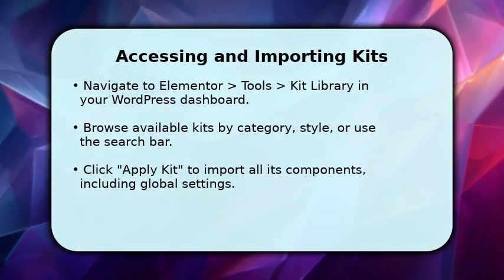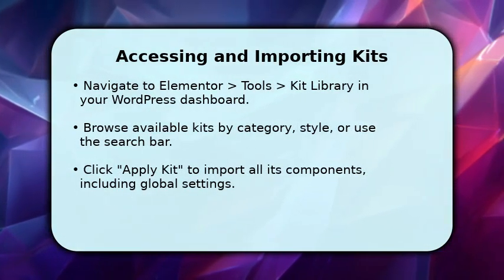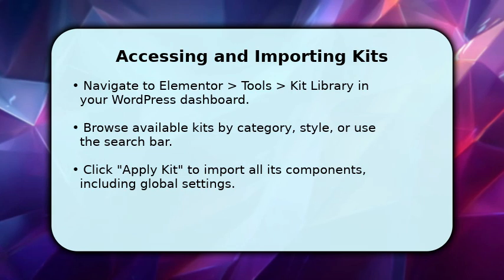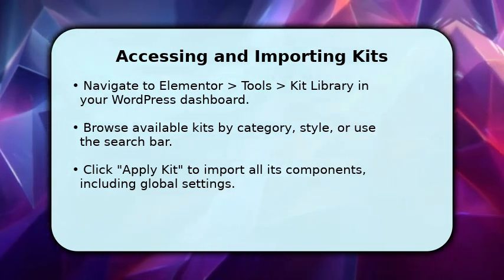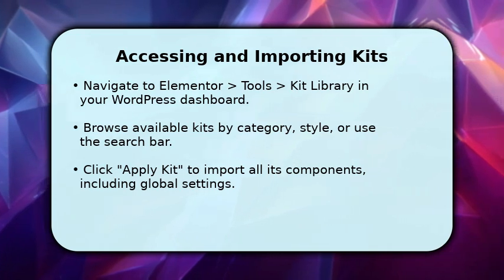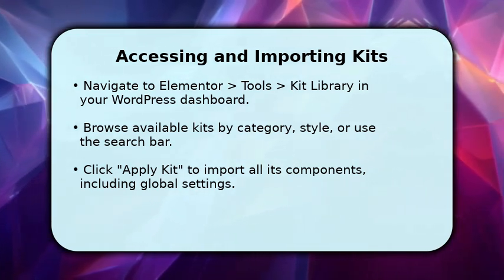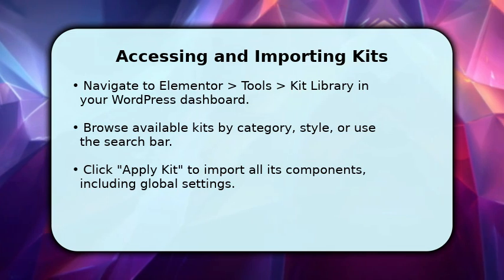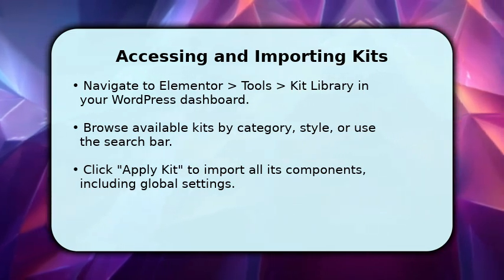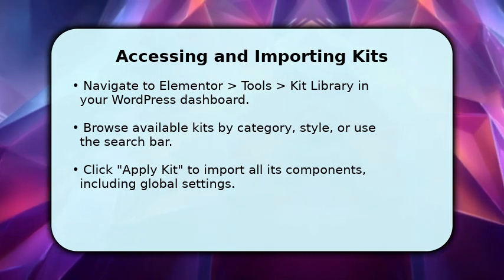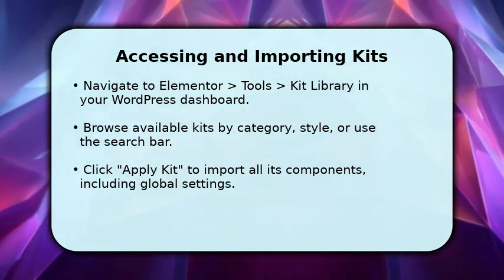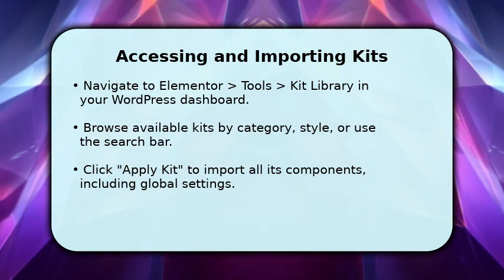To begin, access the kit library directly from your WordPress dashboard. Once inside, you'll discover a wide array of kits, each designed for different niches and aesthetics. Take your time to explore the options. When you find a kit that perfectly suits your vision, simply click the Apply Kit button. This action imports all the kit's elements, including its global styles, pages, and theme builder parts, into your website.